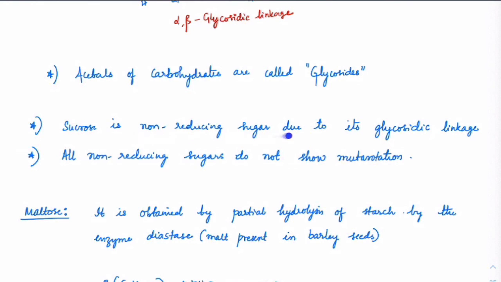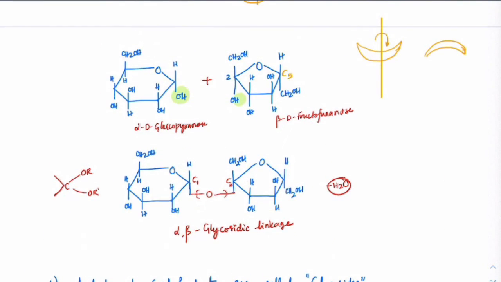Sucrose is a non-reducing sugar. Why is sucrose a non-reducing sugar? Now I hope you will be able to understand, because from the fructose side it is an acetal, and from the glucose side also it is an acetal, and acetals are stable. Remember that acetals are stable in basic medium. Since acetals are stable in basic medium, you won't see any reaction happening with sucrose, correct? Because the Tollens test, Fehling's test and Benedict's test are all in basic medium only.